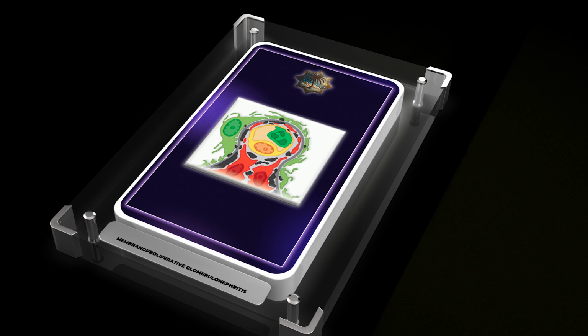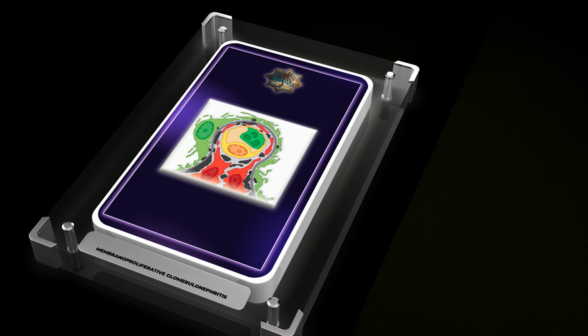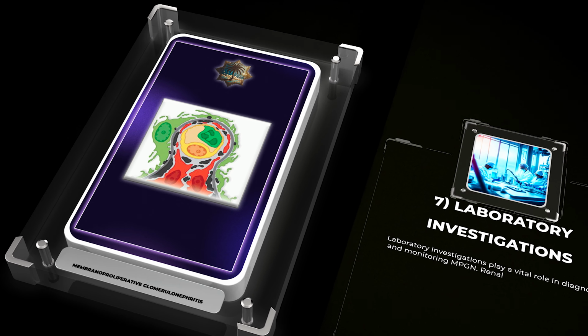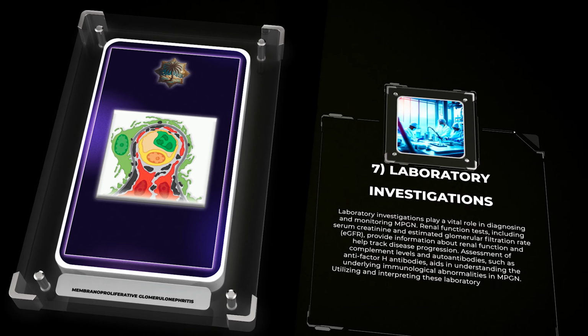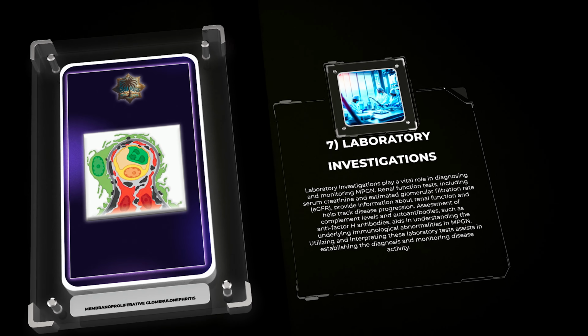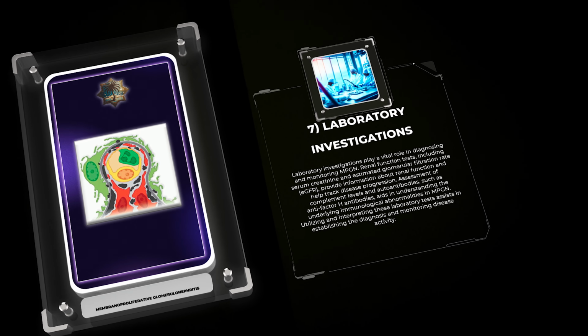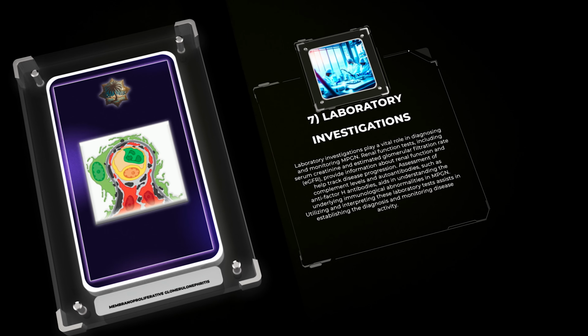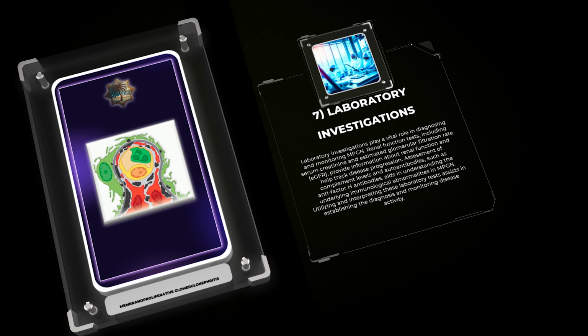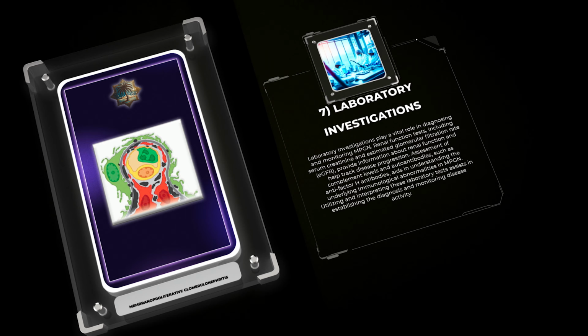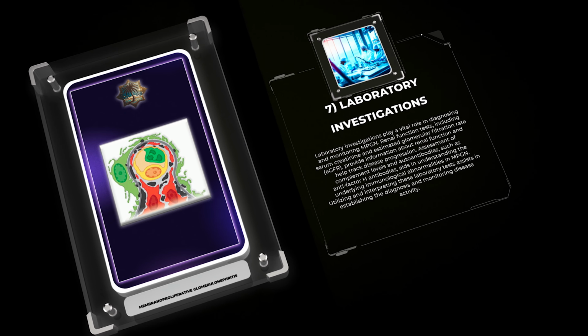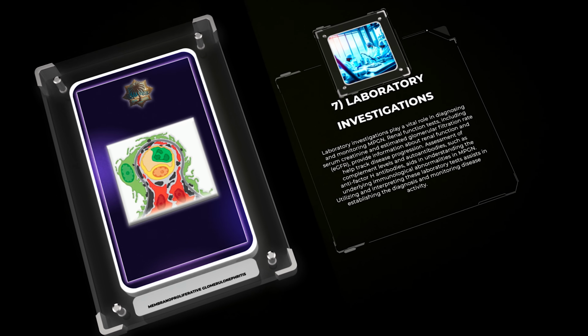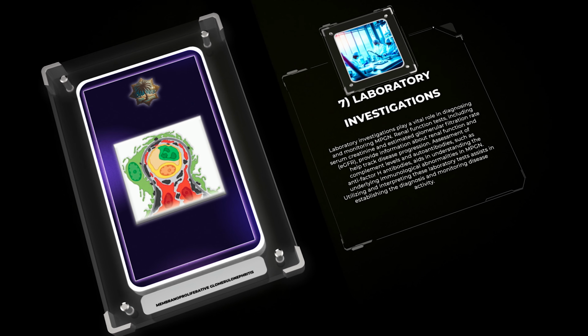Laboratory investigations play a vital role in diagnosing and monitoring MPGN. Renal function tests, including serum creatinine and estimated glomerular filtration rate, eGFR, provide information about renal function and help track disease progression. Assessment of complement levels and autoantibodies, such as anti-factor H antibodies, aids in understanding the underlying immunological abnormalities in MPGN. Utilizing and interpreting these laboratory tests assists in establishing the diagnosis and monitoring disease activity.